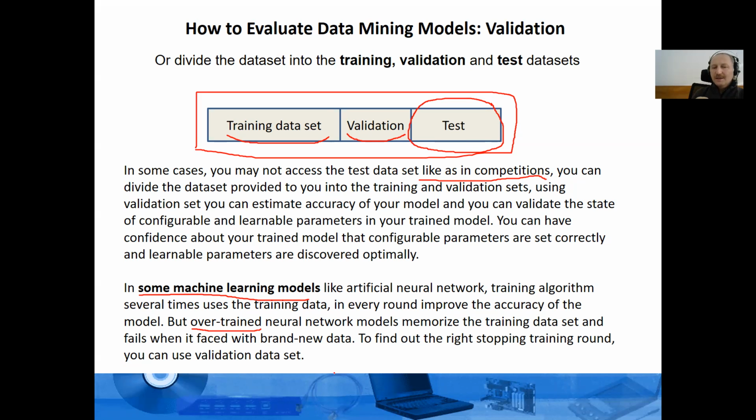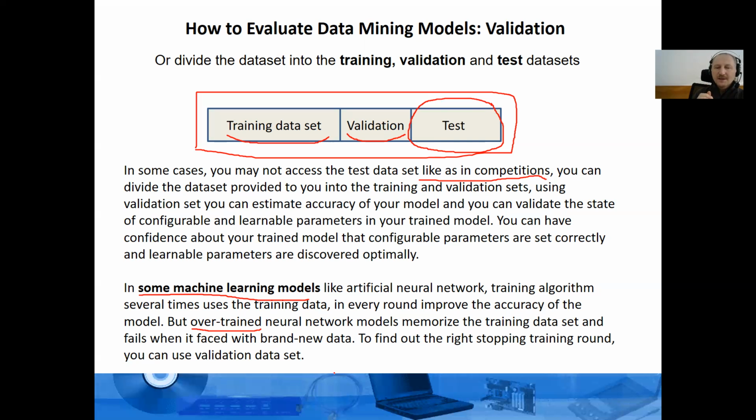But there is one problem. It can be overtrained. If it is overtrained, this means your neural network memorizes the training data set. When it is faced with a brand new data set, it can fail. This means you should find the right stopping training round. For example, you can train artificial neural network models 100 times, 1,000 times, but at one point you should stop and not train anymore, and you should find the optimized training round.